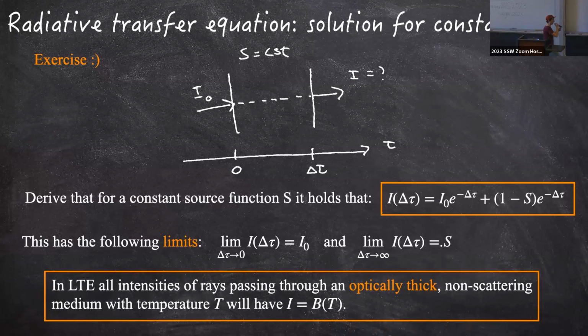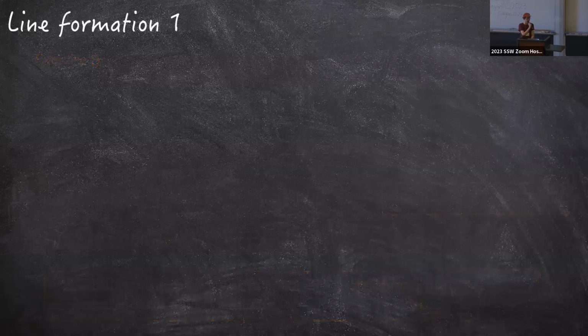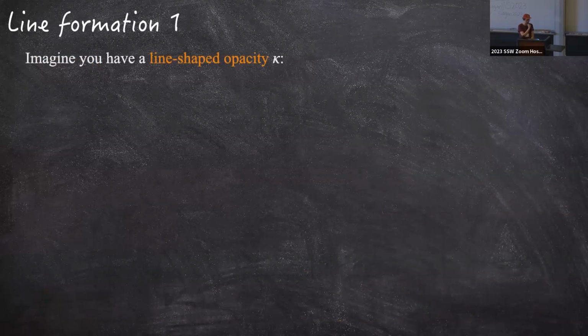So what that also means, in LTE, all intensities of rays passing through an optically thick medium, optically thick means large delta tau, that is non-scattering, has a temperature T, the intensity that's coming out will have B of T. And that's kind of useful for understanding how lines form as well. All right, line formation.